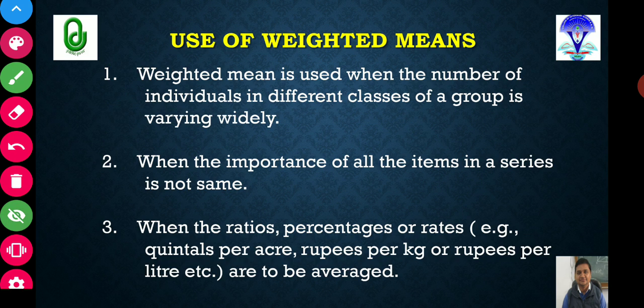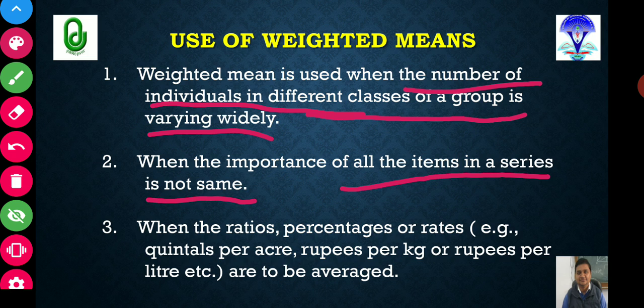So what are the uses of weighted mean? Weighted mean is used when the number of individuals in different classes of a group is varying widely. Suppose you have formed a class, discrete series or continuous series, and the number of individuals in different classes are varying, then you have to go for weighted mean. You will find a lot of utility of this weighted mean in the latter part of your course or in other places also. It is also used when the importance of all the items in a series is not the same.